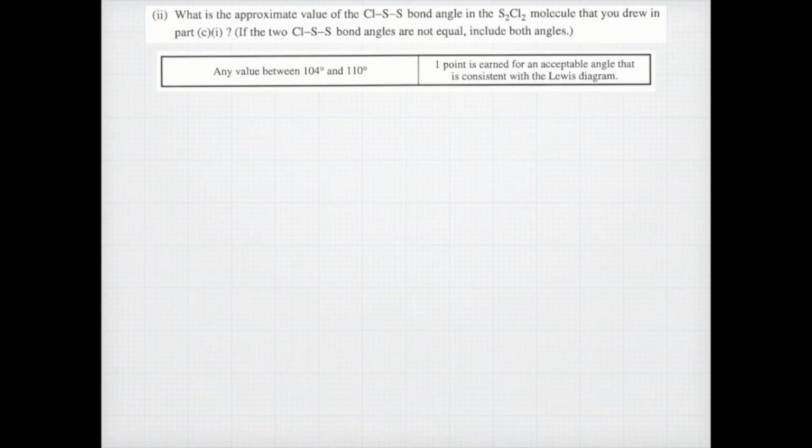If you messed up in I and had the wrong drawing and had a different number of electron domains, the grader is going to grade this question based on what your drawing in I looks like. So if you had 3 electron domains and you had put 120 degrees for this question, that would be correct. So just because you get I wrong doesn't mean you're going to get II wrong.